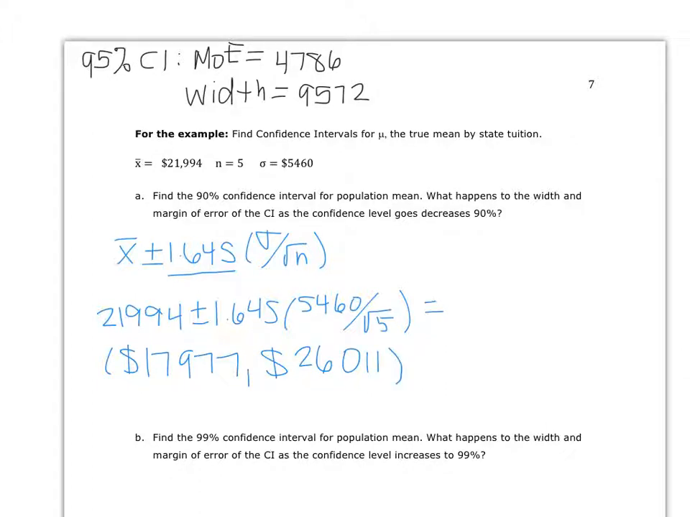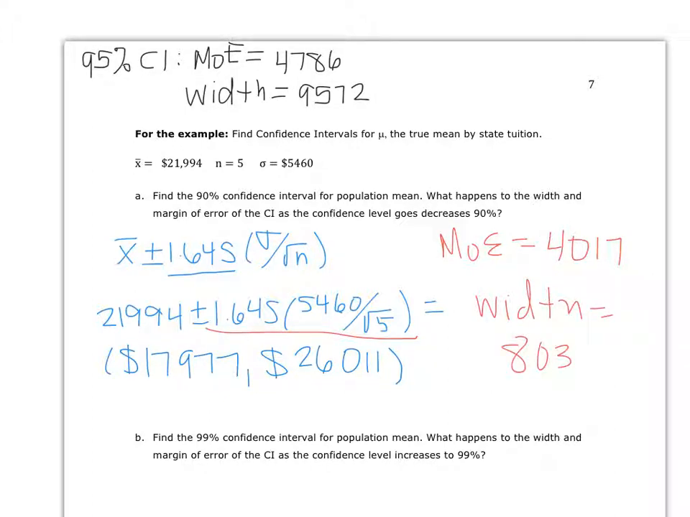Okay, so remember we're wanting to compare the margin of error and the width to the 95% confidence interval. And for this one, we have margin of error. If we look at just this piece right here, that's the margin of error. We get 4,017, and then the width, which is twice that, we get 8,033.